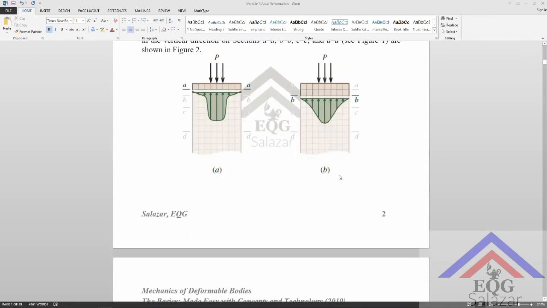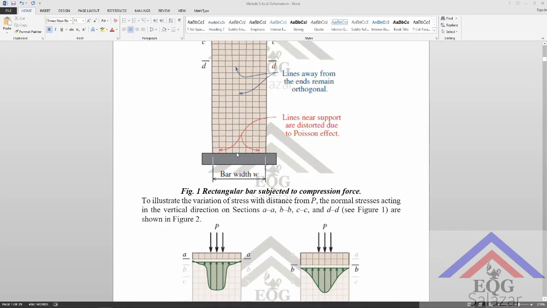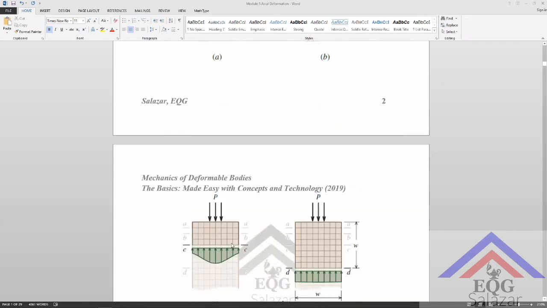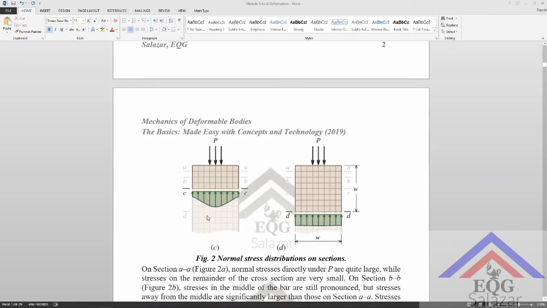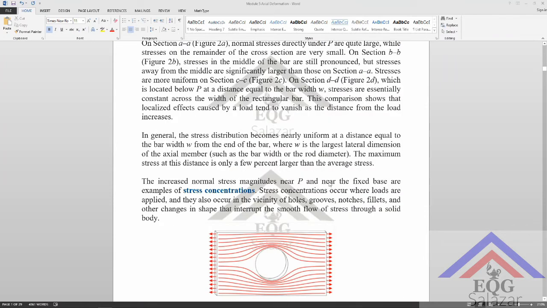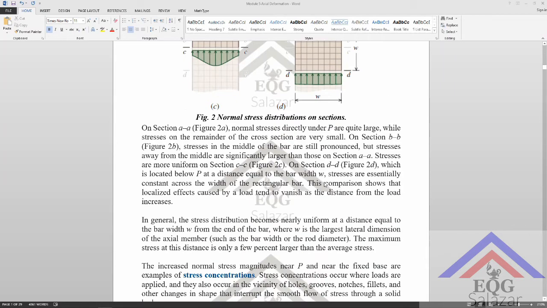So at a distance a, very close to the top, you can see that the stress concentration is very high, where the load is concentrated, right? As you go farther in, the slopes of the stress distribution become flatter and flatter, right? So here's at B, and then here's at C, and then here's at D, where finally it is uniform. All right. So that is basically the point of Saint Venant's principle.